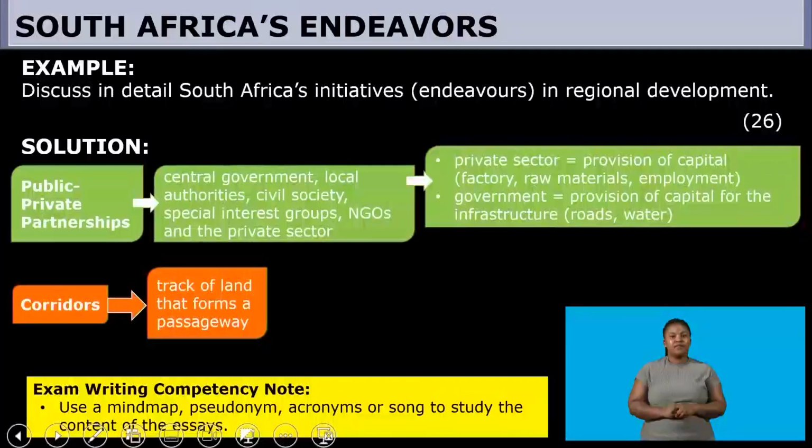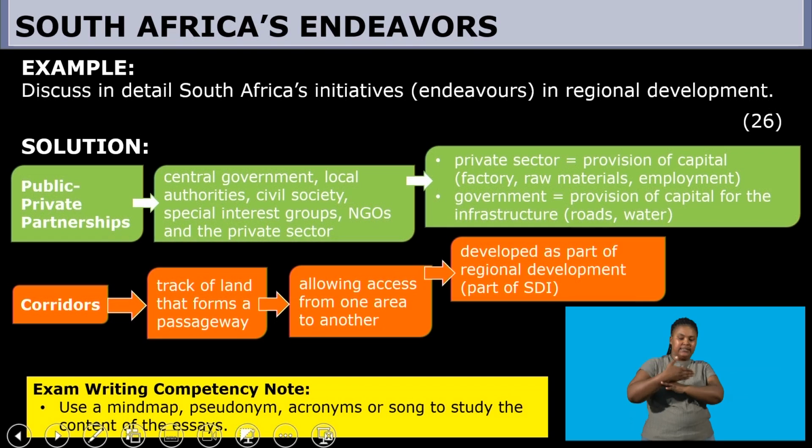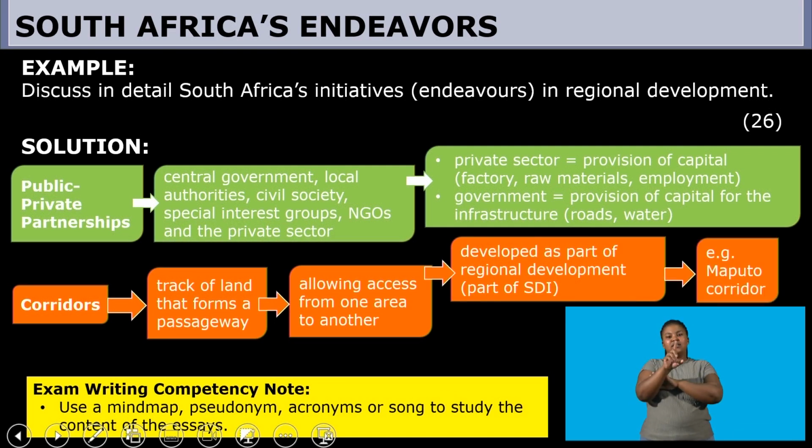Then we also have the corridors. This is a tract of land that forms a passageway which allows access from one area to another. And corridors are developed as part of regional development. In other words, they are part of the SDI. For example, we have the Maputo Development Corridor that links South Africa and Mozambique.